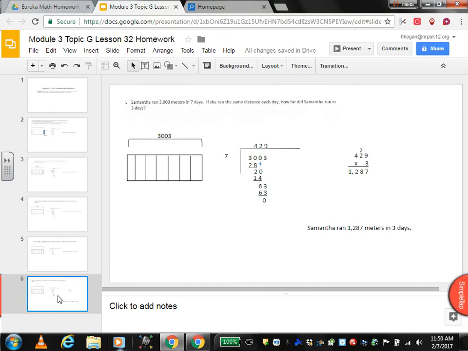And Samantha ran 3,003 meters in 7 days. If she ran the same distance each one of these days, how far did Samantha run in 3 days?